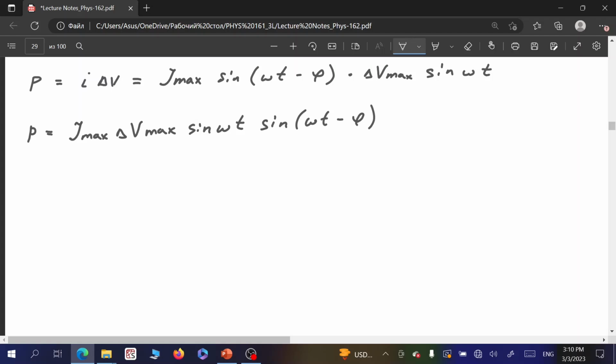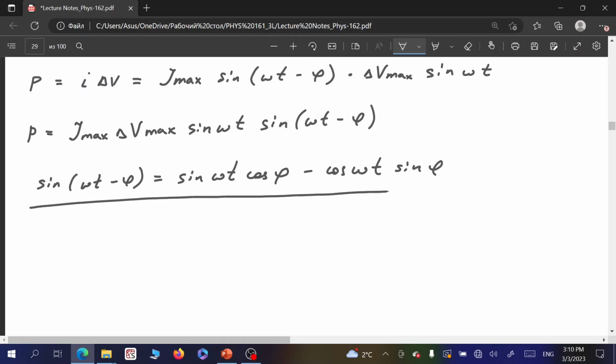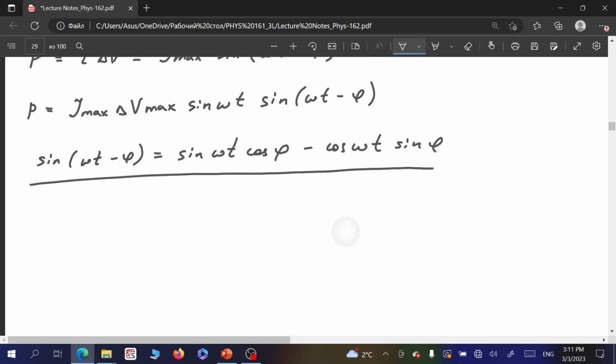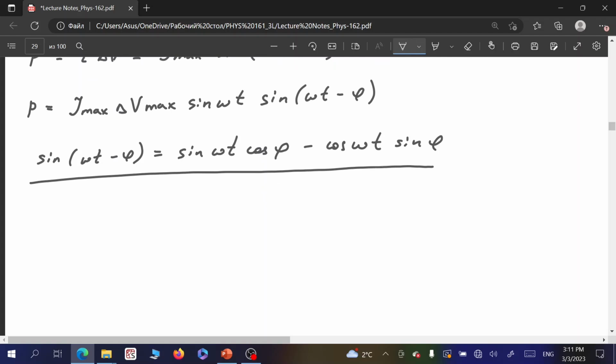So now we will apply some trigonometric transformation. In particular, sinus omega t minus phi, we can represent as follows: sinus omega t times cosinus phi minus cosinus omega t times sinus phi. So this we keep in mind, and now when we substitute it instead of this product, we get the following expression.